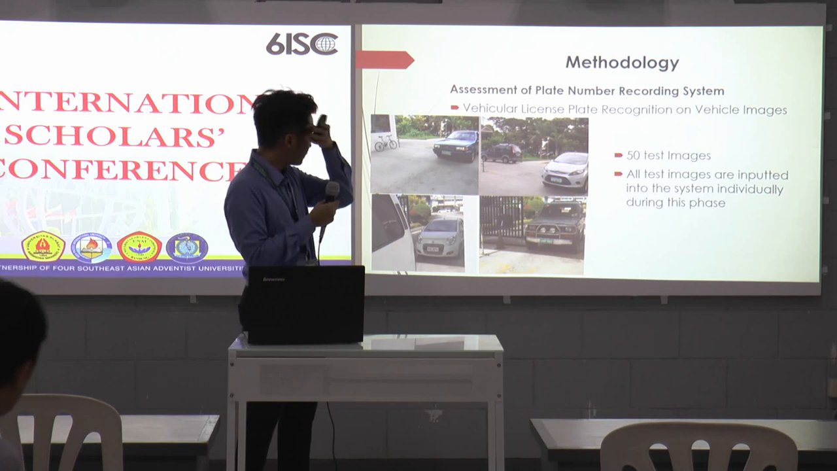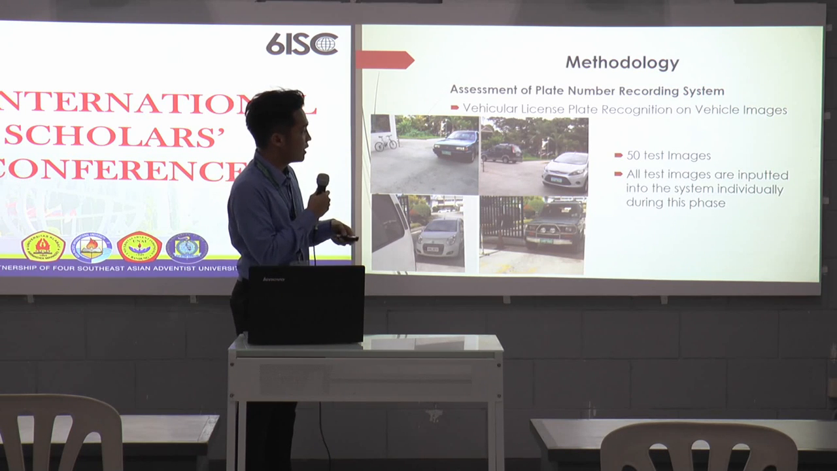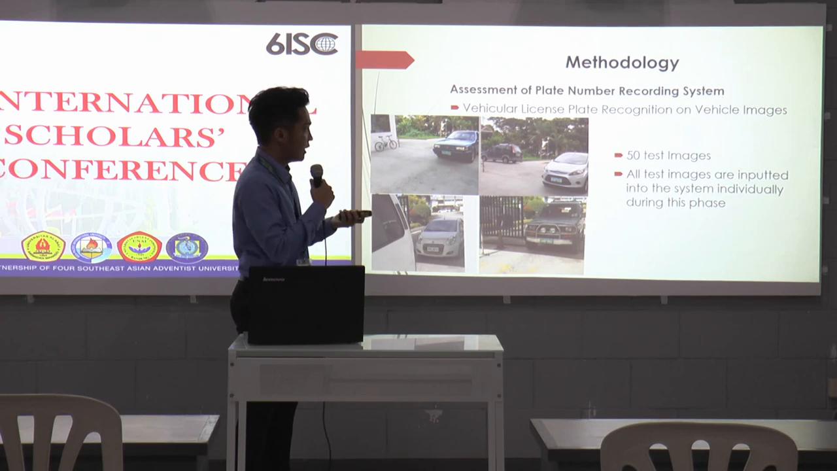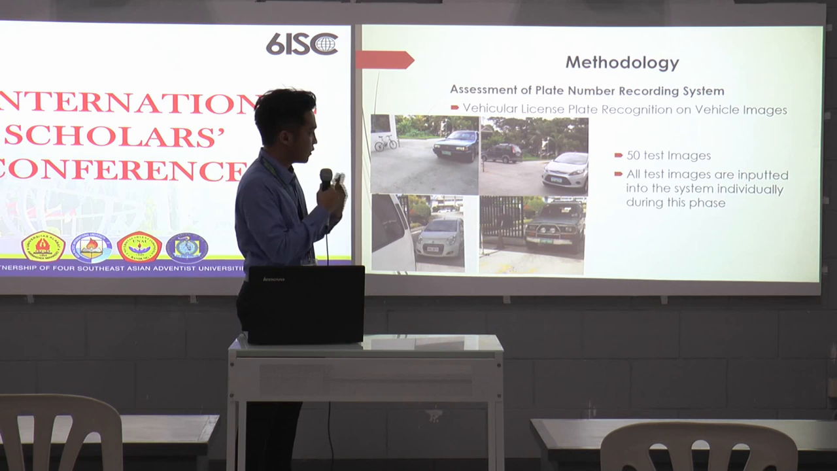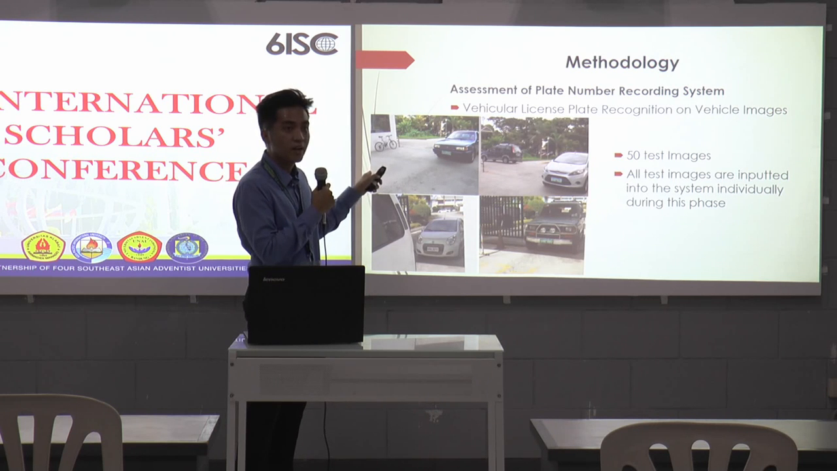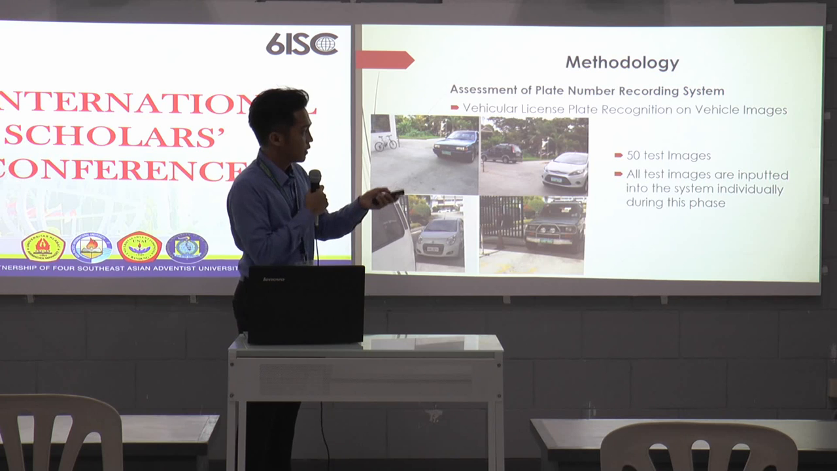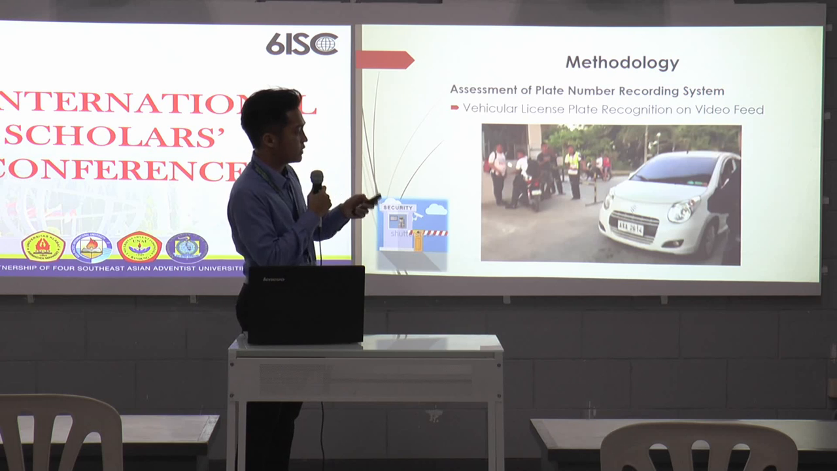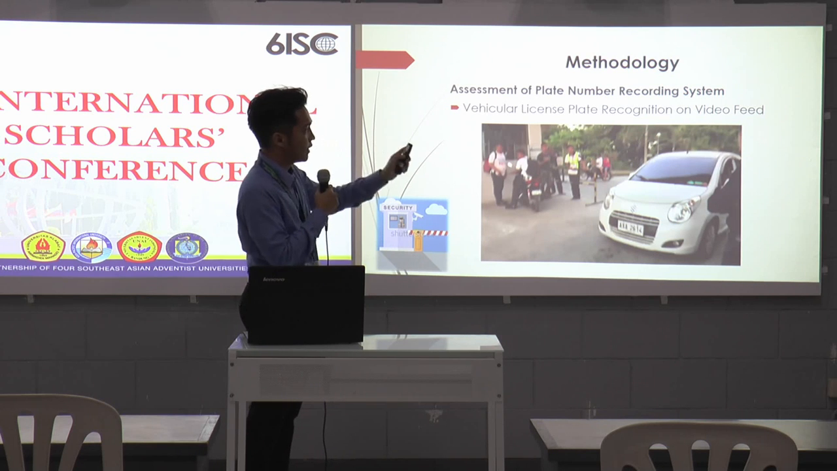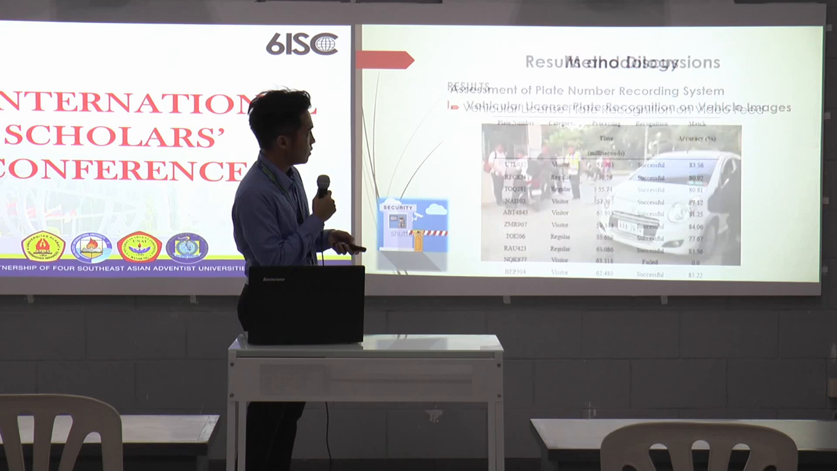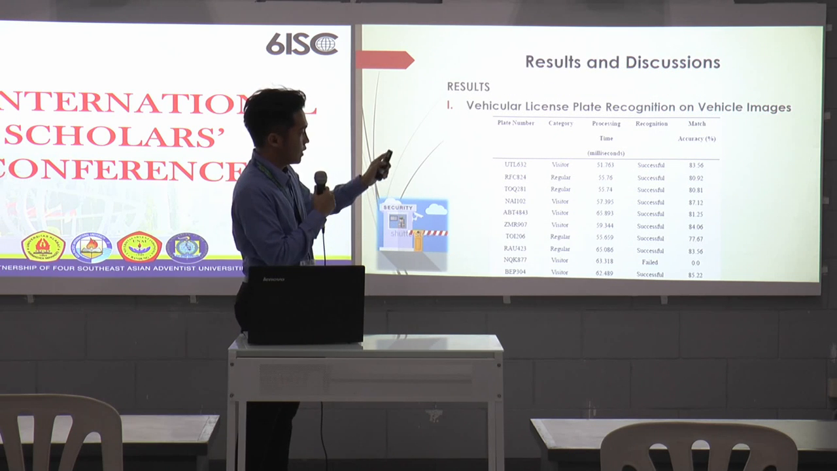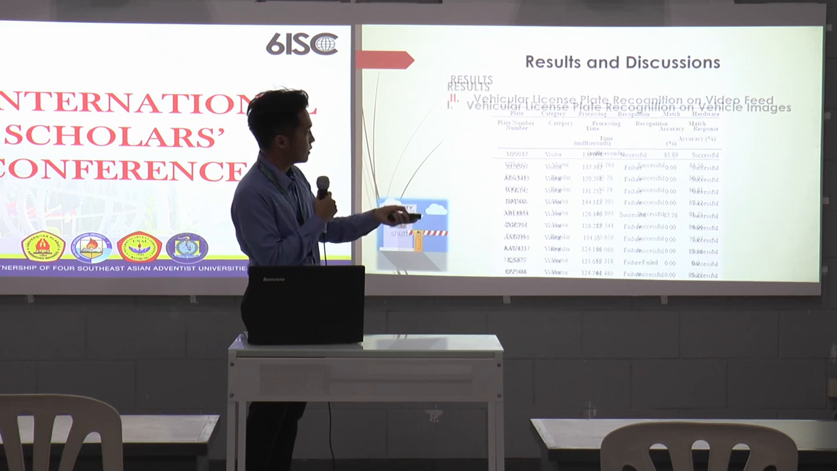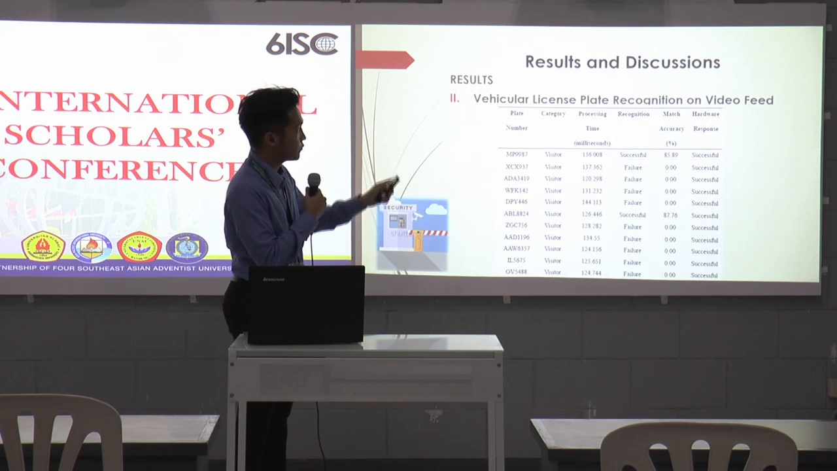So this is the assessment that we have. We placed the camera in a pattern similar to the placement of the CCTV camera in the gate, so that potentially in the future we can just access the CCTV camera using our system. We used 50 test images here, and for the video feed we also placed our camera in the CCTV, and this is one of the feeds. This is an example of our data for the vehicular images, and this one is for the video feed.